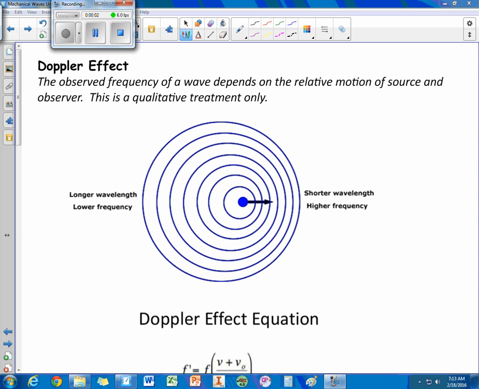Okay, this is video 2 for the mechanical waves unit. To start off with this one, we're going to talk about the Doppler effect. The observed frequency of a wave depends on the relative motion of the source and observer. And we're only going to do this qualitatively. We're not going to do any math with this one.